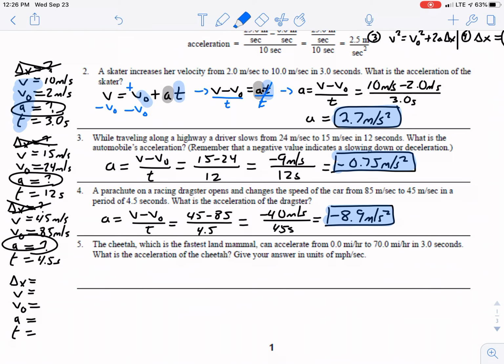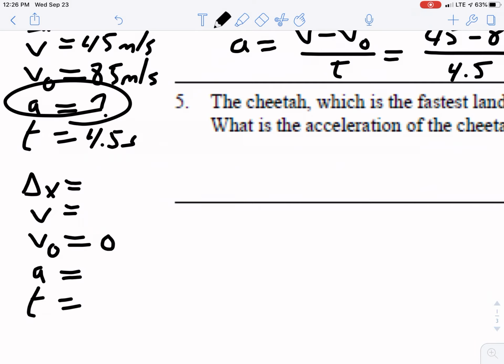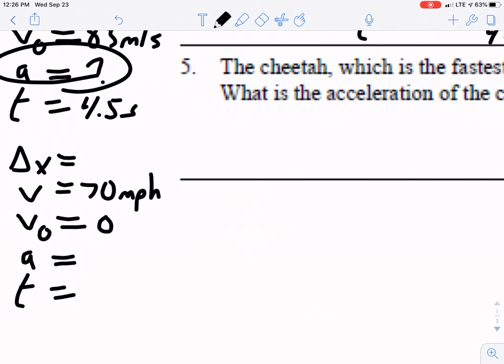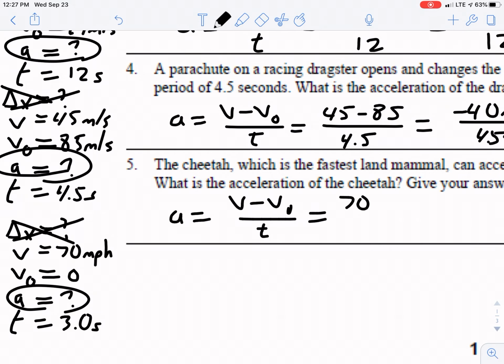In question number 5, it's telling you that the cheetah, which is the fastest land animal, can accelerate from 0 to 70 miles per hour in 3 seconds. What's the acceleration of the cheetah? Well, in this case, we're going from 0 to 70 miles per hour in 3 seconds. Again, this is our who cares variable. Well, I'm using the same equation, but this time you're going to notice that the units don't really cancel the way that they once did. 70 miles per hour minus 0 over 3 seconds.